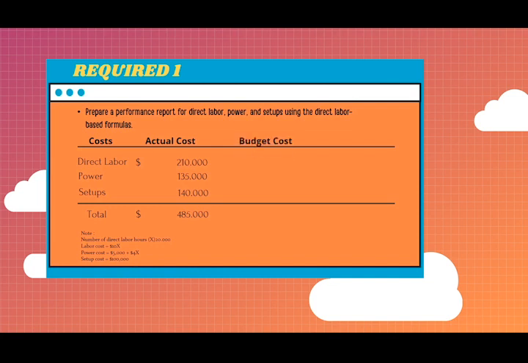The budget cost of direct labor is $10 multiplied by X, so the amount is $200,000. Then the budget cost of power is $5,000 plus $4 multiplied by X, so the amount is $85,000. Then the budget cost of setups is $100,000. So the total budget cost is $385,000. Finally, the budget variance of direct labor is $10,000 unfavorable, the budget variance of power is $50,000 unfavorable, and the budget variance of setups is $40,000 unfavorable. So the total budget variance is $100,000 unfavorable.